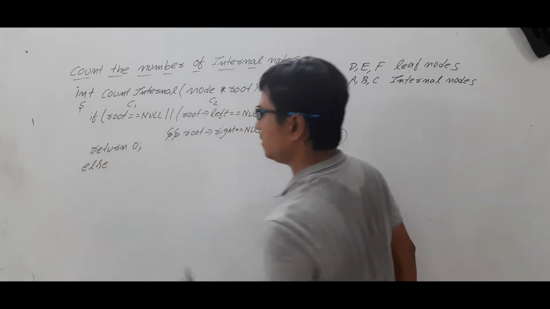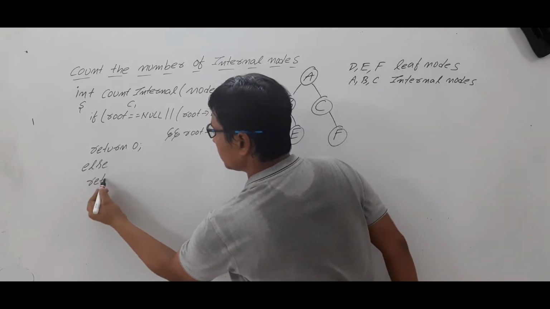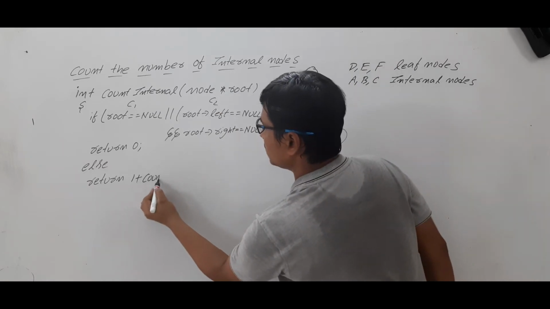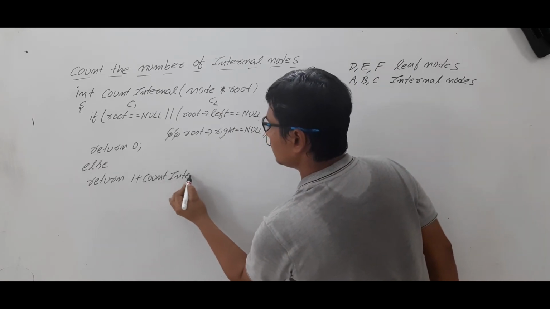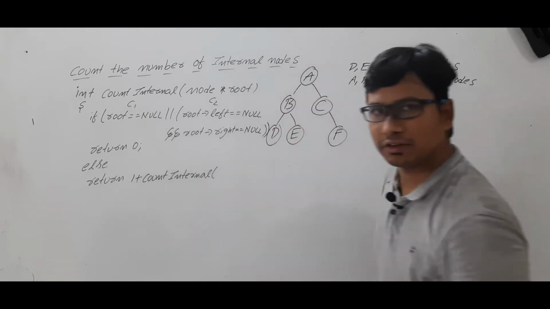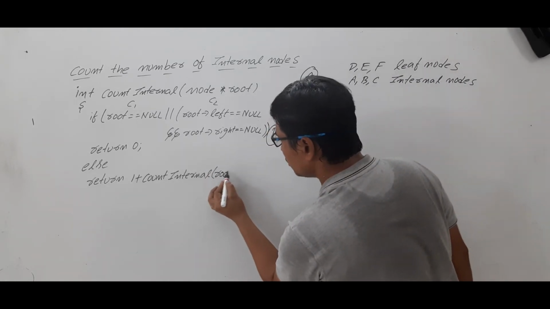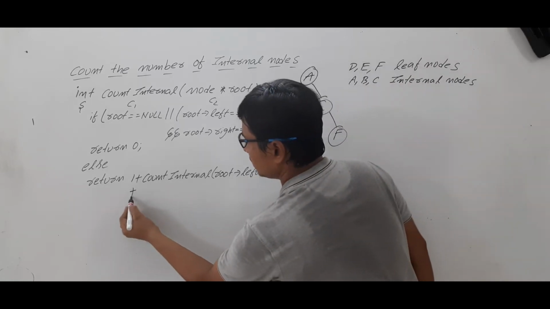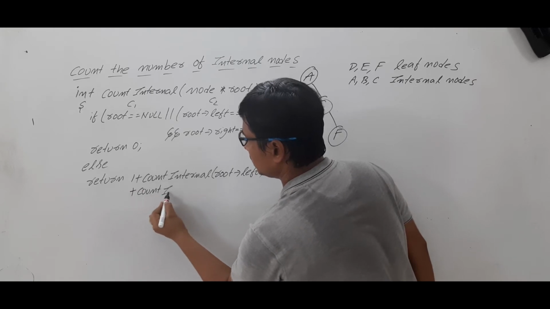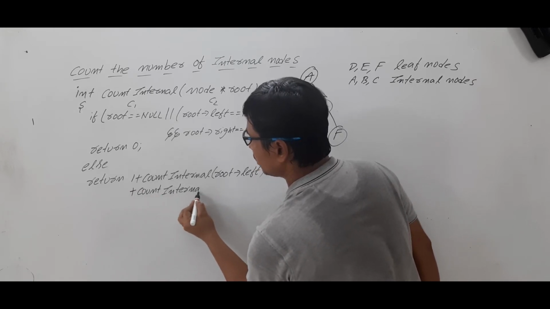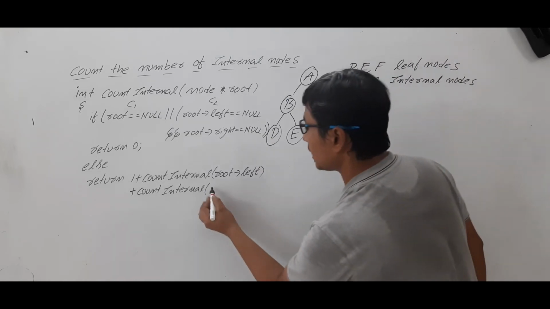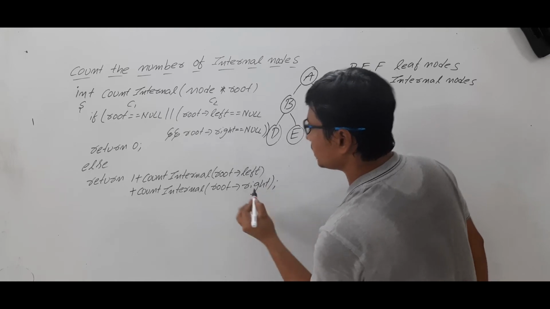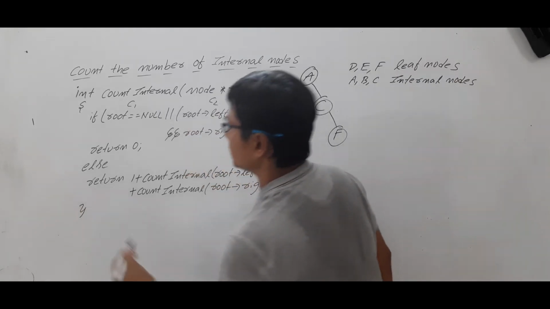Else I need to return 1 plus count internal nodes. By this time you would have known it. What will I write here? I will write here root of left, because I need to do the left subtree, count internal nodes. Now I need to count the number of internal nodes in the right subtree. Okay, is it clear? Then I will close this function.